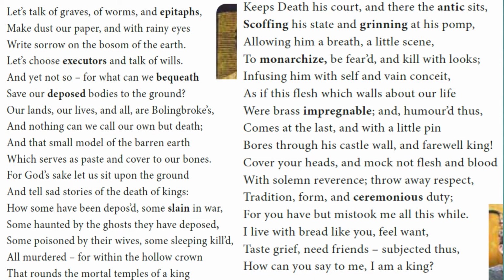Okay, let's see the poem lines. Let's talk of graves, of worms and epitaphs. In the very first line, the poet talks about the graveyard, worms and epitaphs, what is written on the epitaph. He wants something to be written on his epitaph, inscribed on his tombstone. Make dust our paper and with rainy eyes write sorrow on the bosom of the earth. So the poet says the dust should be the paper, and rainy eyes are the pen, to write sorrow in this world.